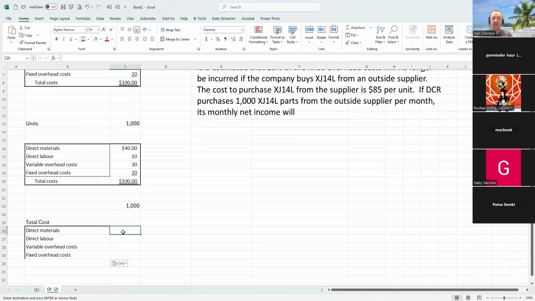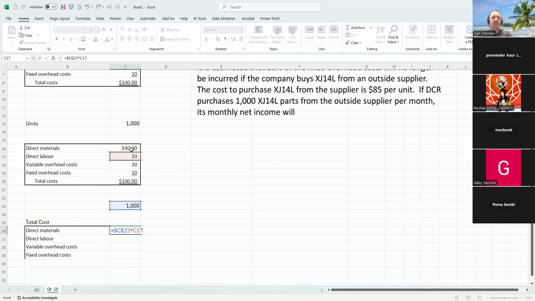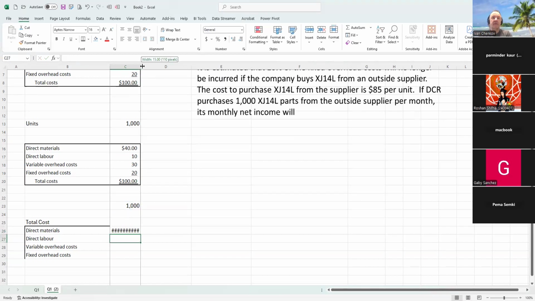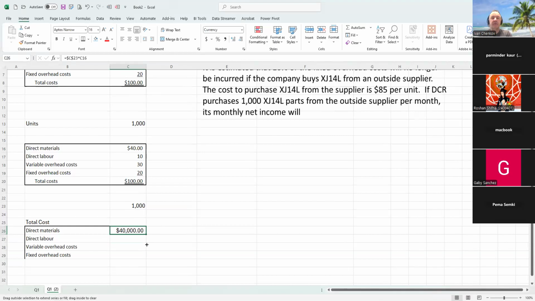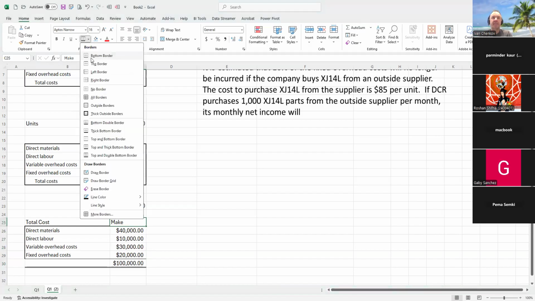So I'm going to have direct material, this fixed time $40, and I'm going to have the rest. So $40,000 for direct material, $10,000 for the direct labor, $30,000 for the variable overhead, and $20,000 for the fixed overhead cost. So my total cost in this case will be all those four together, $100,000. We already know that if we make it.